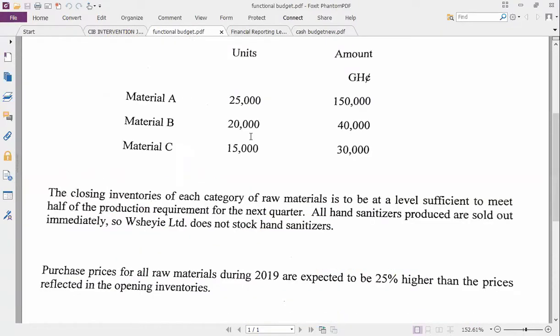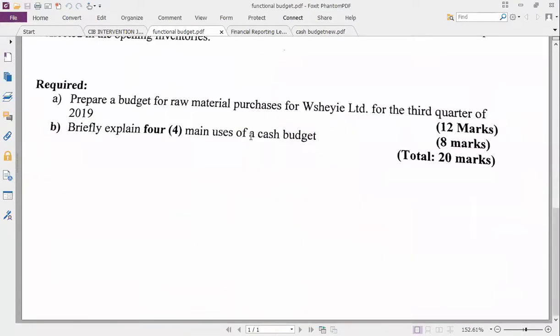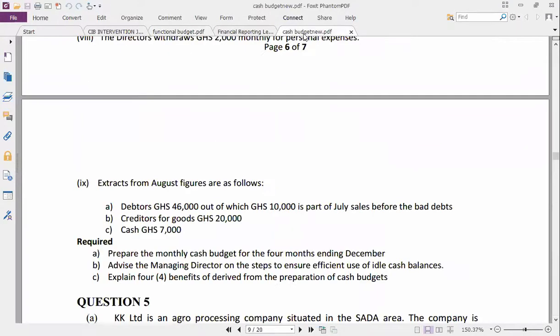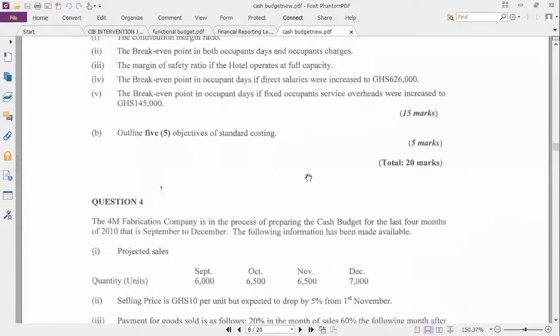And that's the question that we are looking at here. Briefly explain 4 main uses of cash budgets. That's it, uses of cash budget. And explain 4 benefits derived from the preparation of cash budget. Look at this question for me. Then after this question, you look at only one other question.